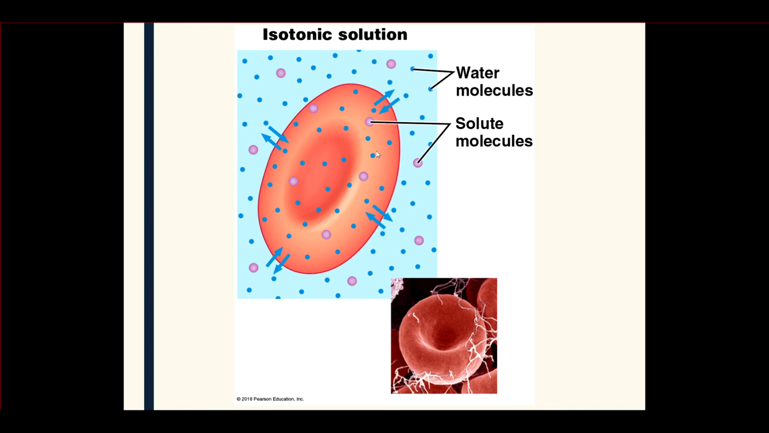So since the concentration of the solutes is equal, there's going to be no pull of water one way or the other, either out of the cell or into the cell. Very simply, as some water moves into the cell, an equal amount will move out, right? As some water moves into the cell, an equal amount will move out.